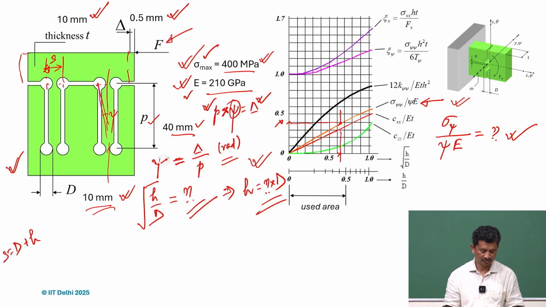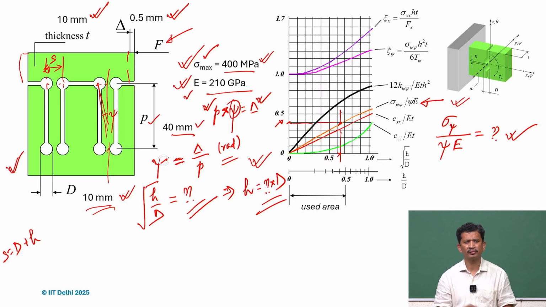Suppose this h is very small and comes in microns, that is not possible. It's a difficult number to achieve. So then we have to rework, or we may have to assume a different d, or maybe the t we have to change, or P. These are design variables, and we can change them.